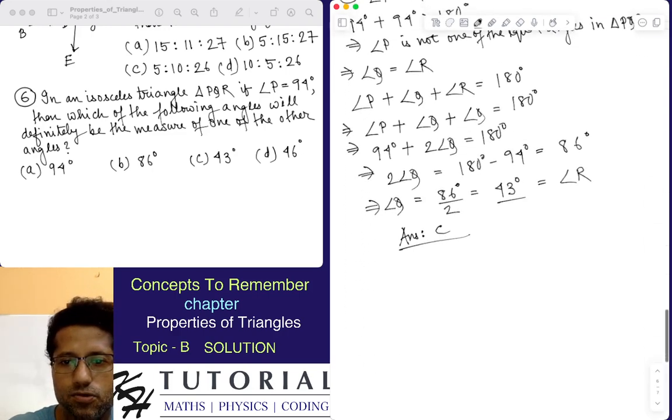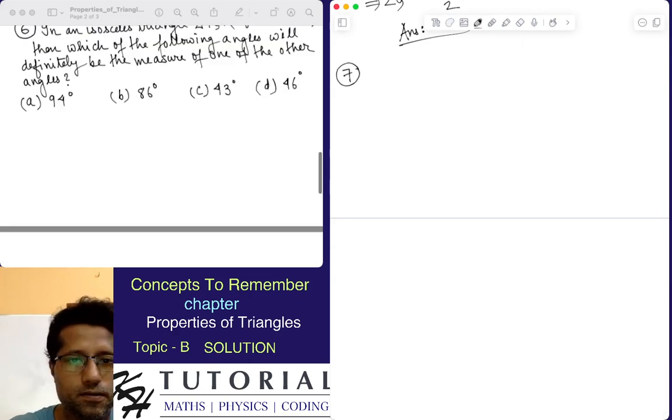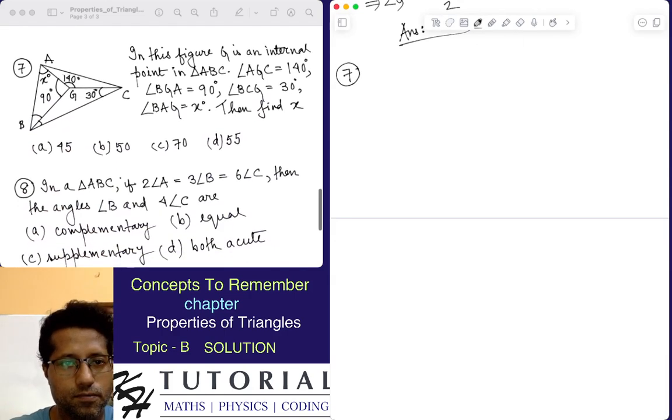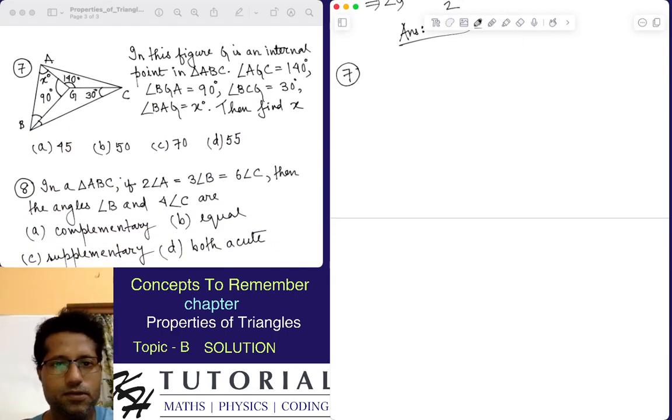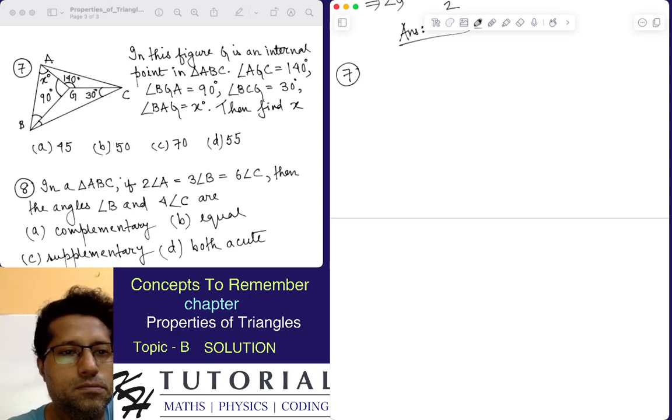Okay, let's do problem number 7. Problem number 7, we have a figure. In this figure G is an internal point in triangle ABC. So we have a triangle ABC, some angles are given, and G is an internal point in triangle ABC. Angle AGC is 140 degree, angle BGA is 90 degree, angle BCG is 30 degree, angle BAG is x degree. Then find x. We have to find x.